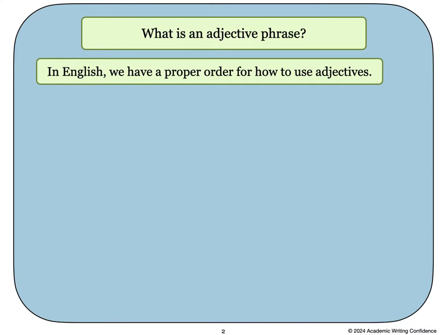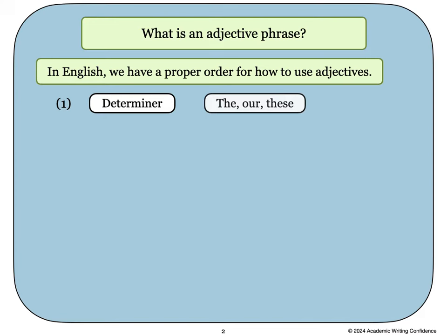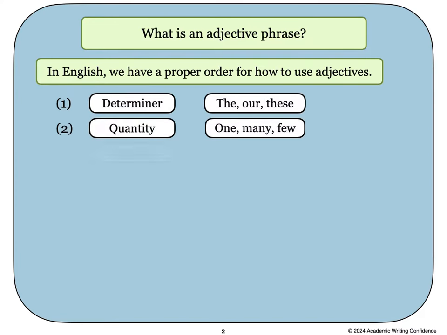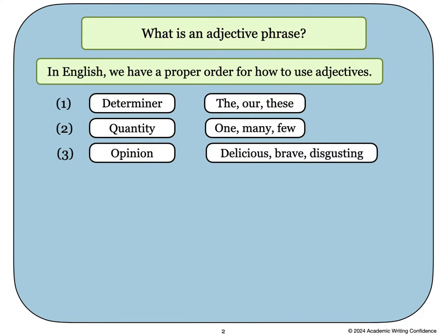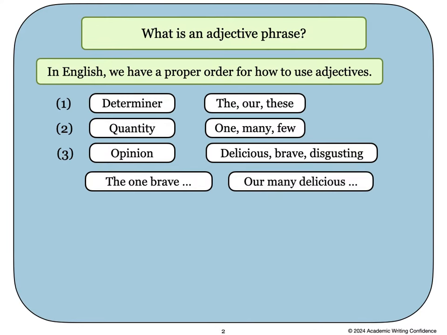In English, we have a proper order for how to use adjectives in a sentence. The order begins with a determiner, such as the, our, these, followed by the quantity, for example, one or many, and then an opinion, such as delicious, brave, or disgusting. Here's an example. The one brave soldier, the one brave student, our many delicious desserts, coffees, meals.